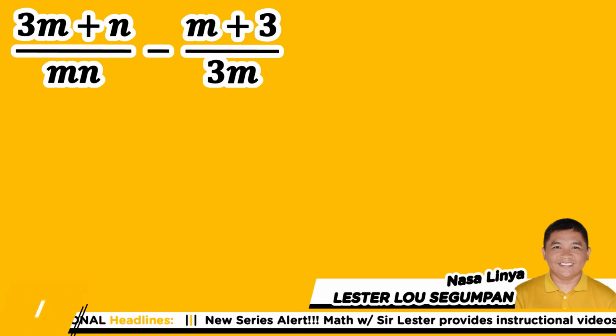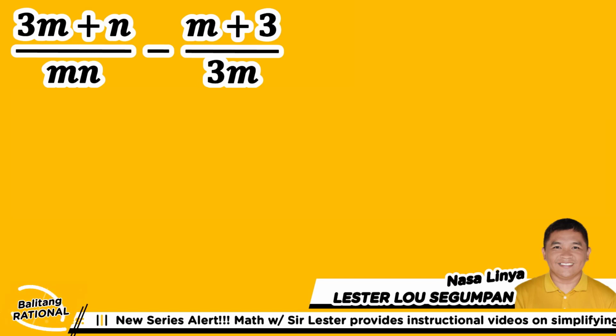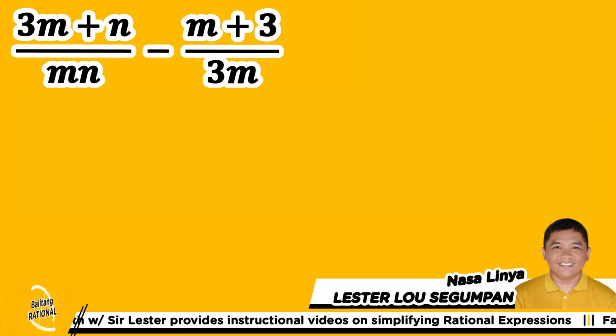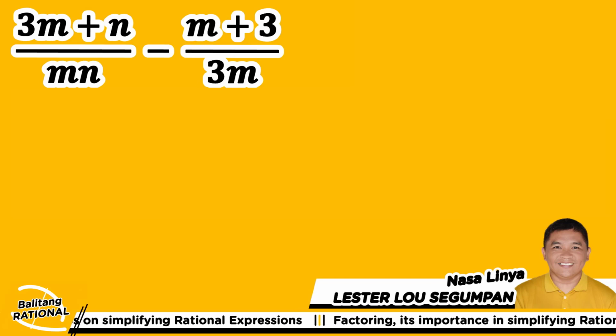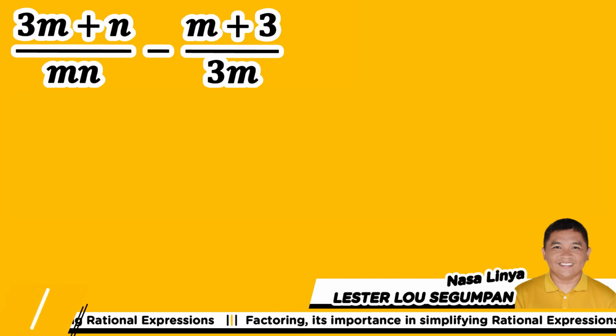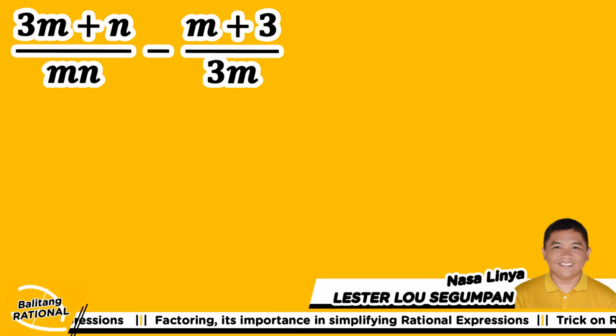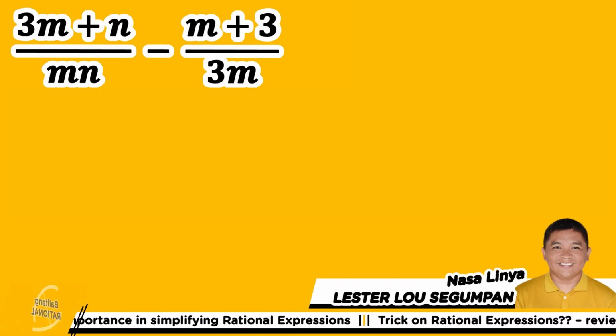Kayo po ay nagbabalik sa isang episode naman ng rational expressions, specifically on subtraction of rational expressions. Meron po tayong dalawang rational expression dito, and we are going to subtract the equivalent of both. We have 3m plus n all over mn minus m plus 3 all over 3m.